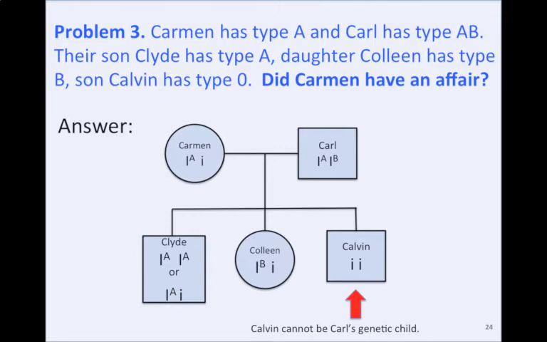So what does that mean? Calvin had to have gotten the little i allele from the mother, but he was supposed to then have gotten the little i allele from his dad. But in this case, that is not possible. So Carmen must have had an affair, and the son Calvin was the result of that affair.